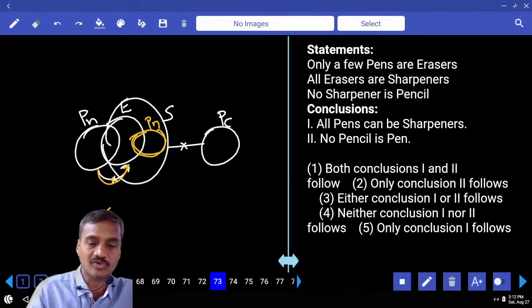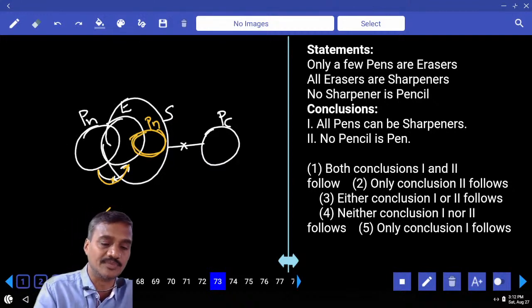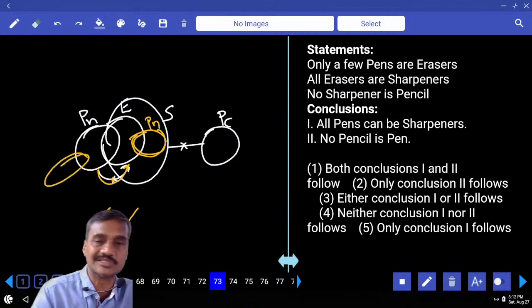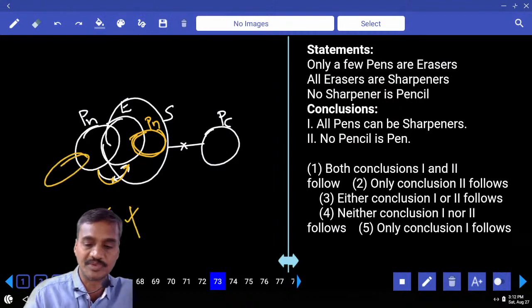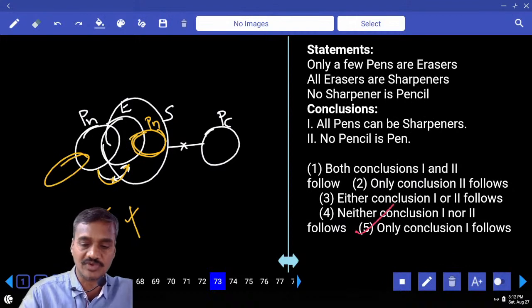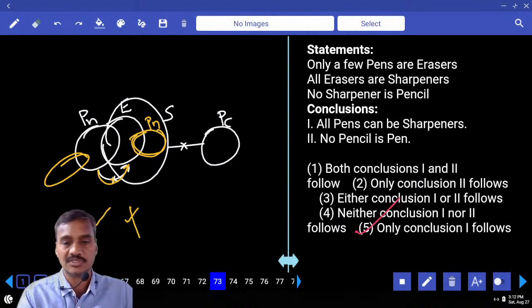And second, no pencil is a pen as of now, true. If false, then some of the pencils are pens. Alternate diagram true, previous conclusion false. And so only one is true, that is choice 4 for question number 73.